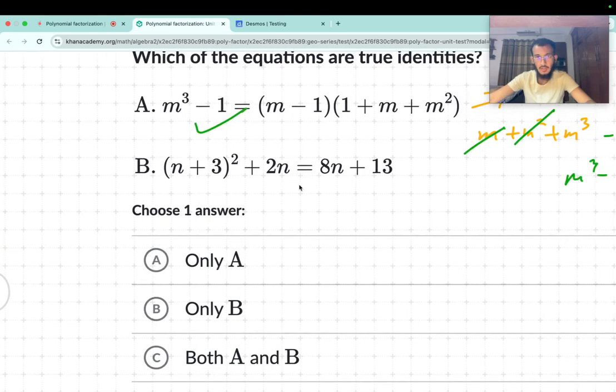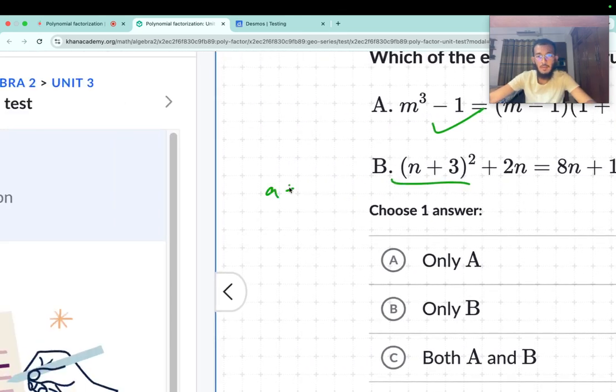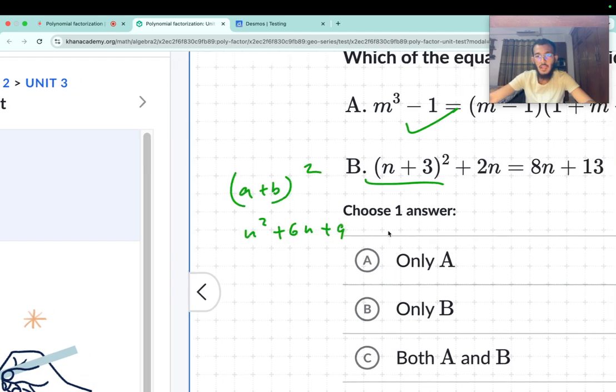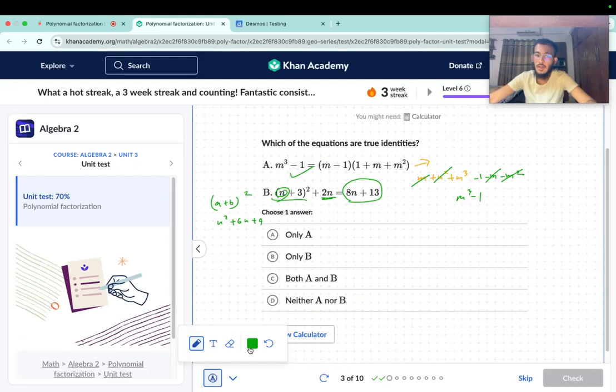A is an identity. What about b? Let's expand this using the formula (a plus b) whole squared. So we have n squared plus 2 times n times 3, 6n, plus 9. What do we have? Also plus 2n. Okay, but this is not true. Where is the n squared? So only a is our answer.